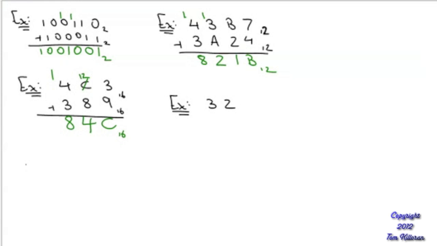Try this one. 3, 2, 4, base 5, plus 1, 3, 2, base 5.